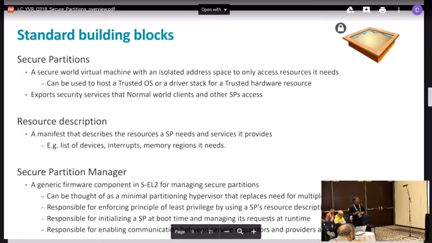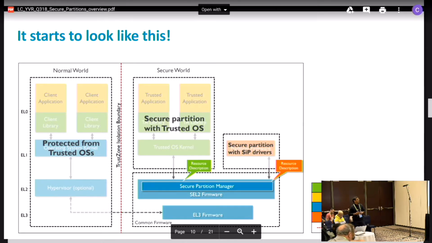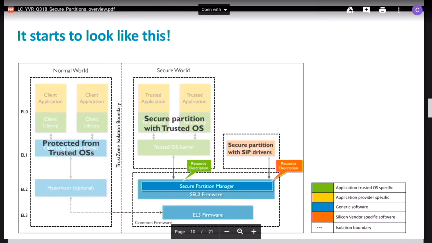So if we take these three components, the world starts to look a bit like this. You have the normal world, which is protected from the boxes on the right-hand side, where you have a secure partition with one trusted OS. There's another secure partition with SIP drivers. That's just an example. That could very well be a SIP provided trusted OS as well. Each is running in its own sandbox. Inside secure EL2, there's a secure partition manager that relies on the resource description to create that isolation. So that gets us a bit far.